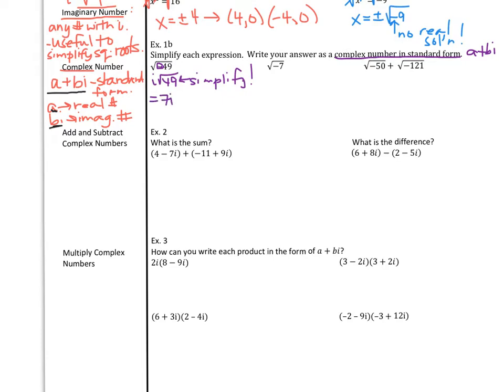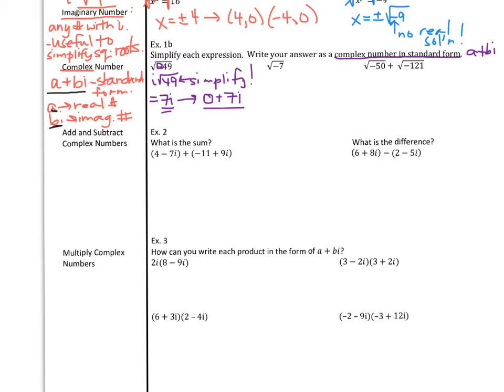Now that's the imaginary part, but as a complex number in standard form, we need the a part out in front. Since this is all we have, technically there isn't an a term. That means it defaults to 0 as a placeholder. 0 plus 7i is how you'd write your answer in standard form.